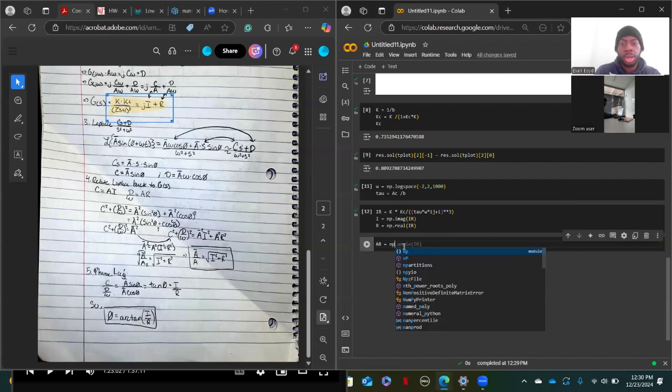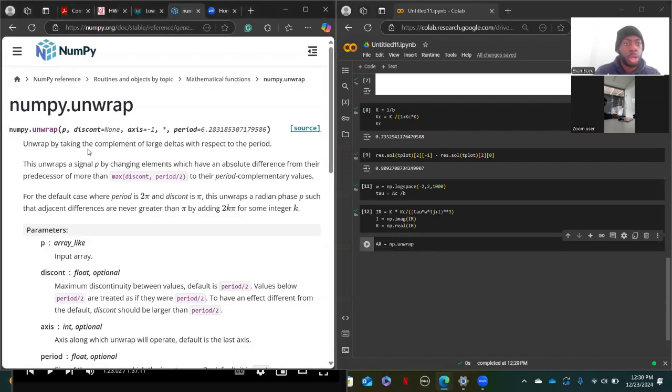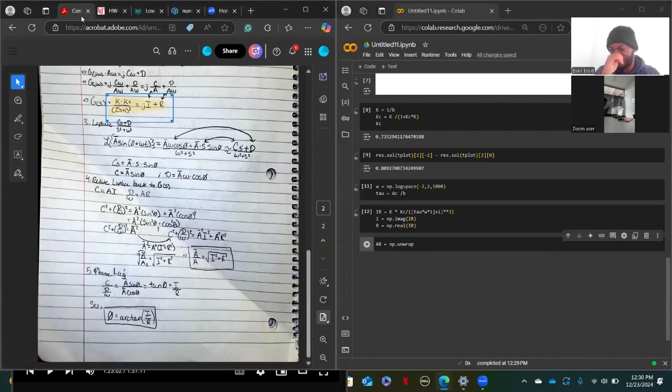So what is it? We had to do np.unwrap for this. I know that. So np.unwrap, I have it up here. It wraps by taking the complement of large deltas with respect to the period. So we use this because we actually have to put our phases in degrees. So in Python, no, that's for our arctangent. We don't need to unwrap the AR. That's what we had to use for the phase. But for our AR, I believe all we have to do, and we have to state this.